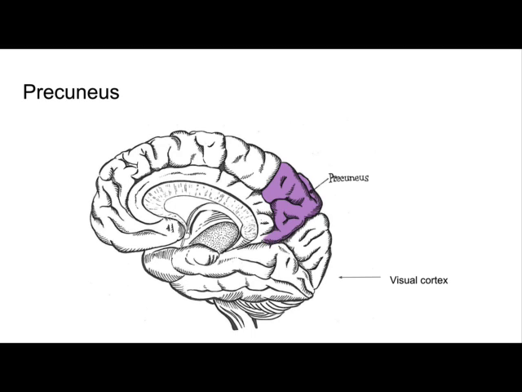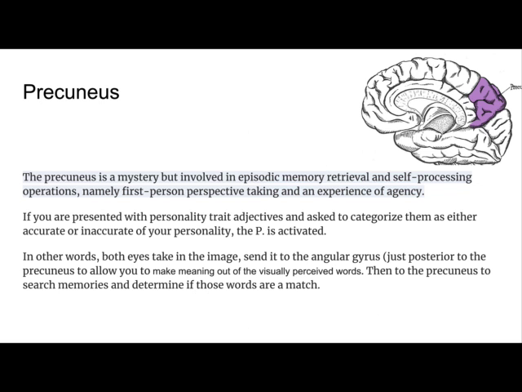So now we're going to talk about the precuneus. It's not very well known. You'll notice, however, that it's very close to the visual cortex. So it's a mysterious region. We know it's involved in episodic memory retrieval and self-processing operations, namely the idea of taking a first-person perspective and an agency who's doing things.